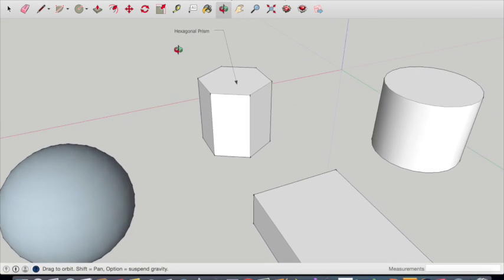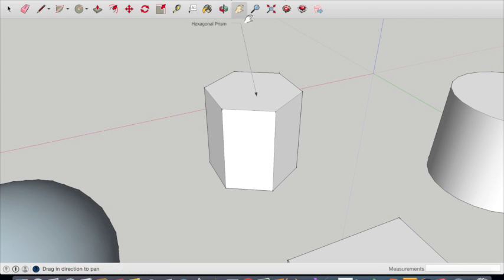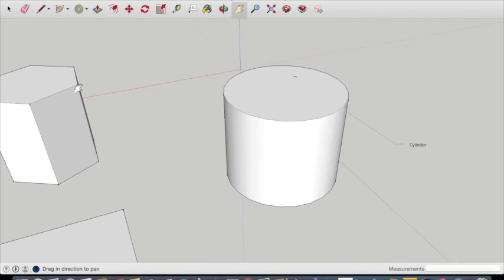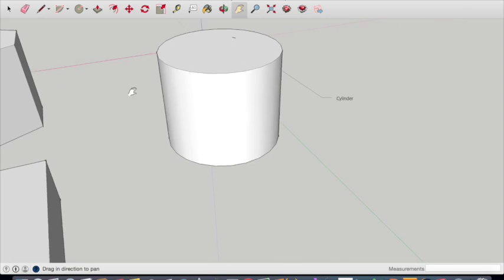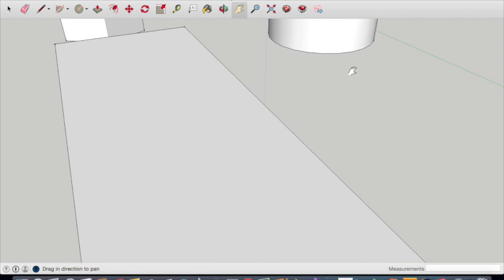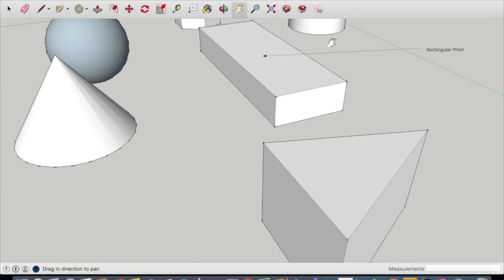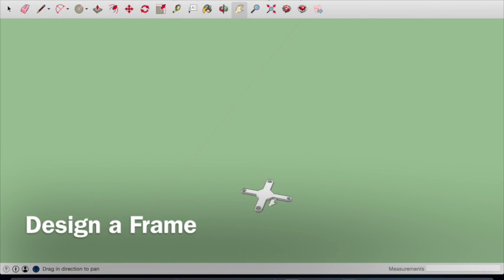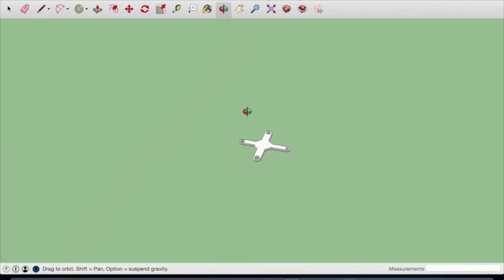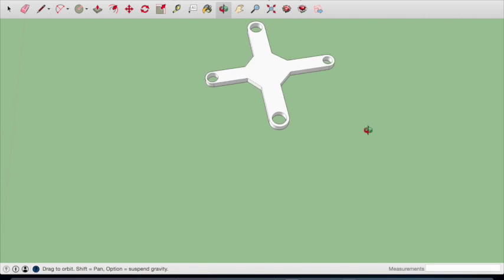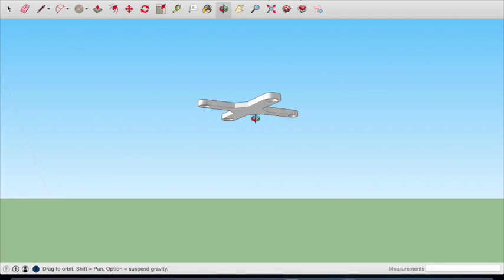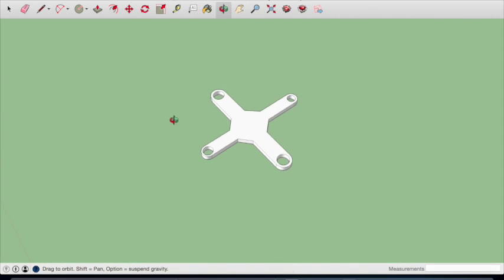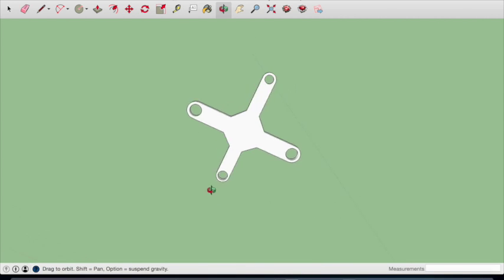Which brings me to our next assignment, which was to create geometric shapes such as a sphere, a cone, a cylinder, a hexagonal prism, a rectangular prism, and a triangular prism in SketchUp. And here we are looking at my first frame design, and as you can tell, there wasn't much planning due to its asymmetric shape, miscalculated dimensions, and simplicity.